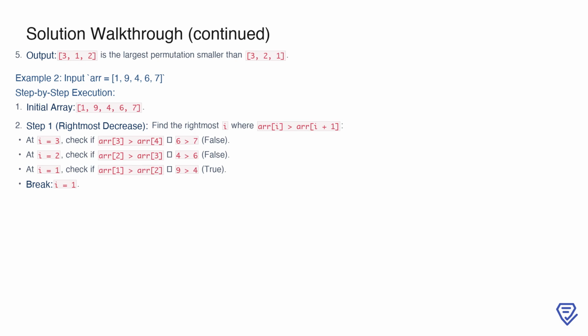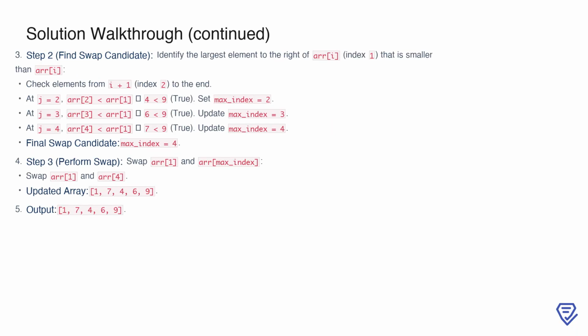At index 2, we check if arr[2] is greater than arr[3], but 4 is not greater than 6. Continuing to index 1, we compare arr[1], which is 9, with arr[2], which is 4. Here, 9 > 4 is true, so we identify index 1 as the point of interest. This completes the first step, and we now know the position where the swap needs to occur. The next step is to find the best candidate for the swap.